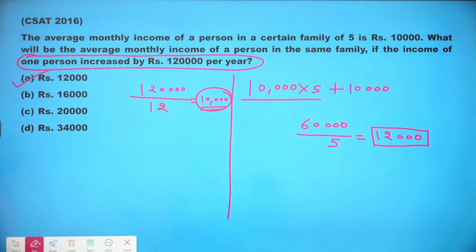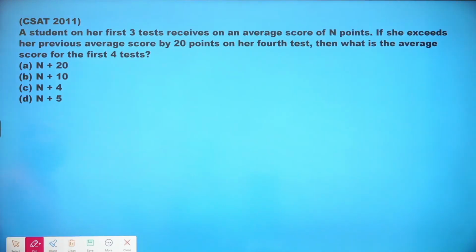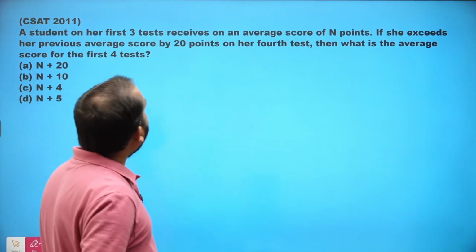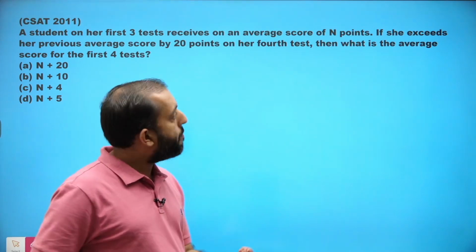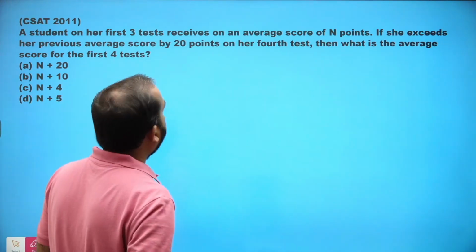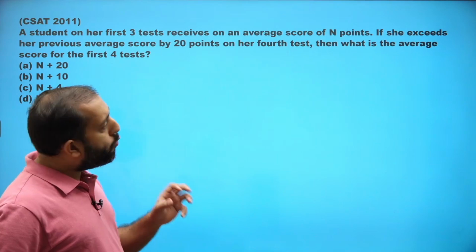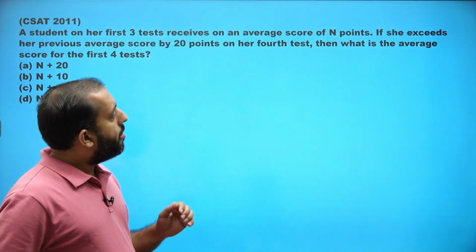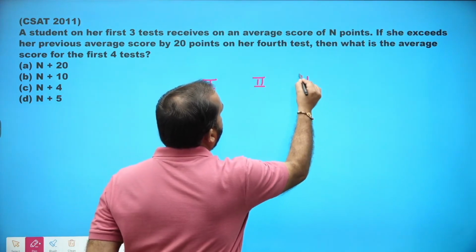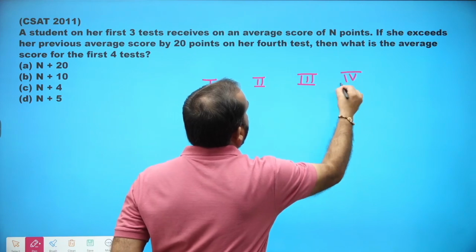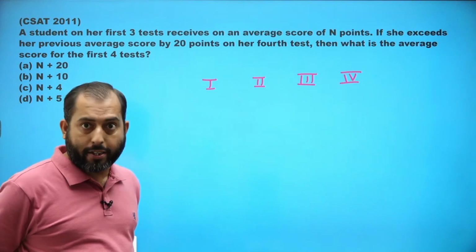Okay, let's move on to the next problem. It says a student on her first 3 tests received an average score of n points. If she exceeds her previous average score by 20 points on her 4th test. So there were 4 tests. First, second, third and 4th test. Then what is the average score for the first 4 tests?